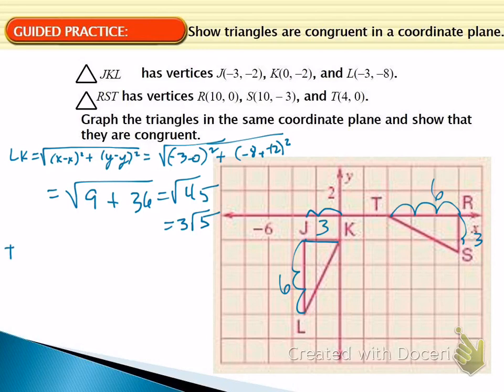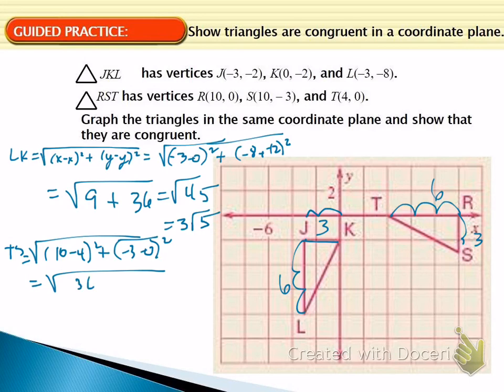And then TS. All right, the x's for T and S are 10 and 4. The y's for T and S are -3 and 0. 10 minus 4 is 6. 6 squared is 36. -3 minus 0 is -3. -3 squared is 9. So we get the square root of 45, which reduces down to 3 square root of 5. So now we have shown that this side is congruent to this side, this one's congruent to this side, and now these guys are congruent. So by SSS, they are indeed congruent.